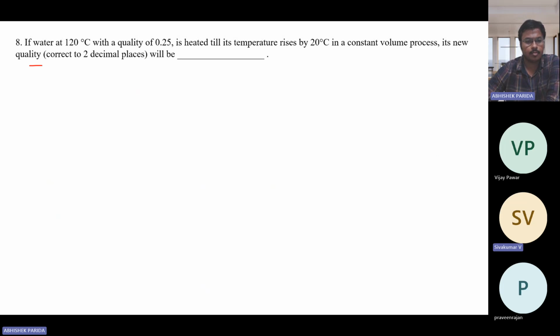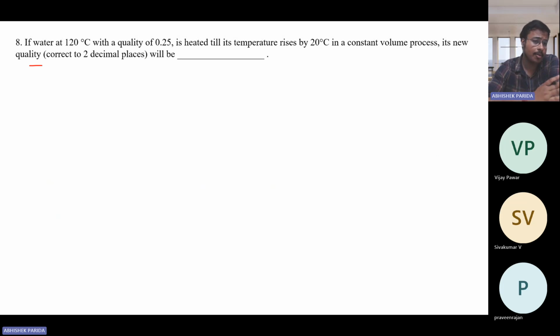Here initial temperature is 120 and the quality is 0.25. For this, we can find a specific volume, Vf plus x into Vfg. And then the temperature rises by 20, that is 120 plus 20, 140 degrees Celsius. Here, constant volume process is mentioned, so specific volume stays the same. I can understand that your approach is right with respect to solving the numerical.